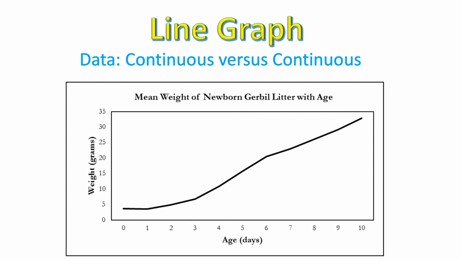In this particular example, say your pet gerbil just had a litter of babies and you wanted to track their growth, a line graph would be an excellent choice. You could weigh them from the time they're born and take a mean of all the babies' weights for the next 10 days. The result, or dependent variable, is their average weight.